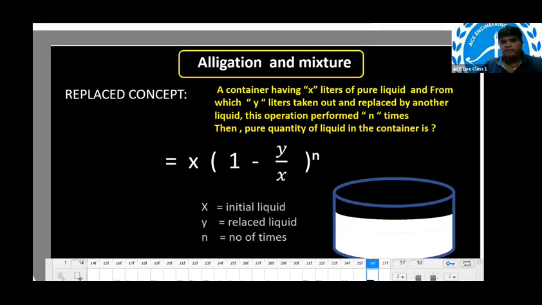Okay, friends, look here. Type 2, the replaced concept. A container contains X liters of pure liquid, from which Y liters are taken out and replaced by another quantity. This operation is performed n times. Then the pure quantity of the liquid in the container is X into 1 minus Y by X whole power n. X means the initial liquid, Y means the replaced liquid, n means the number of times.